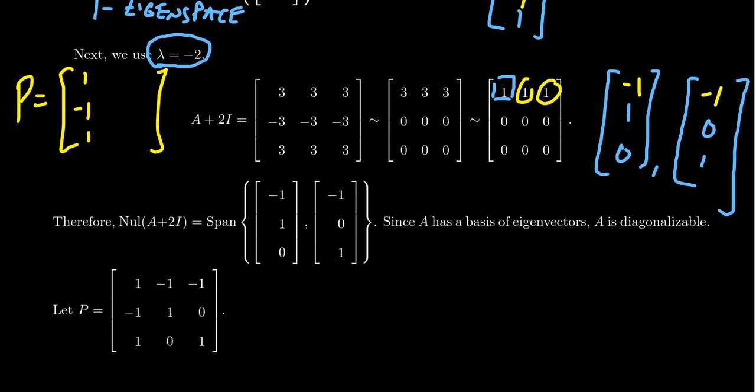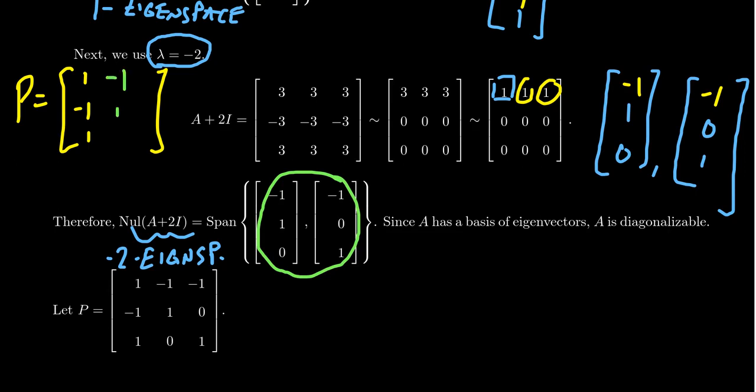So notice that if we're looking at the null space of A plus 2I, this right here gives us the negative 2 eigenspace of this matrix. And so we then find a basis for that, use that basis, this part right here. And so we're going to get negative 1, 1, 0, negative 1, 0, 1. And this is now our matrix P, which you can see that illustrated right down here.